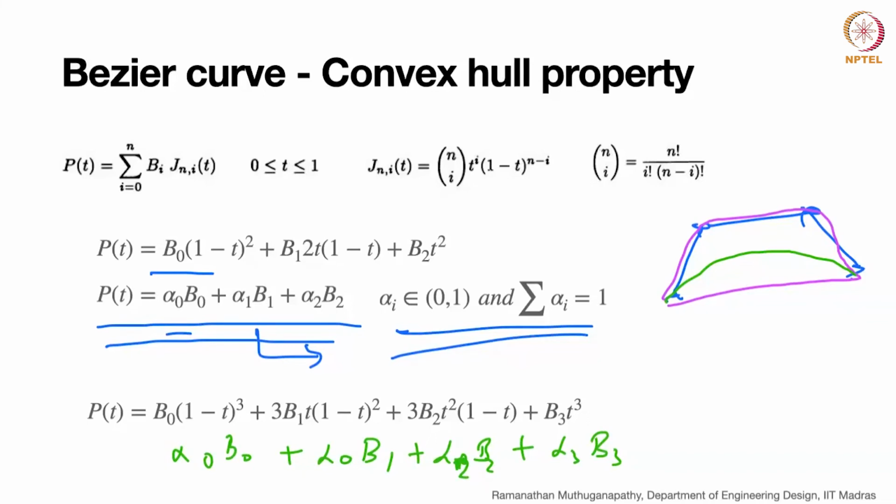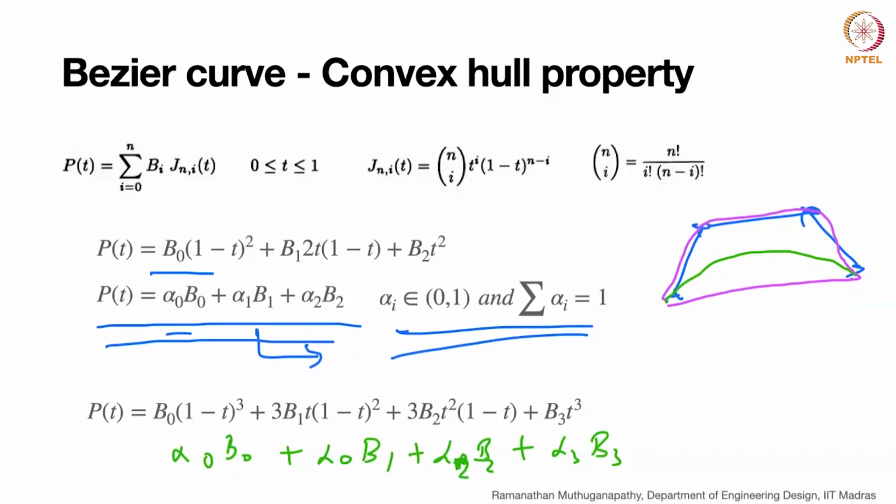And for t equals 1, it is at the end point. It has to start at the first point and end at the end point. It will end at B2 in the case of the second degree, or it will end at B3. Correct? Yes or no, please? Okay, yes. Now take any other t, and what will happen to this equation?